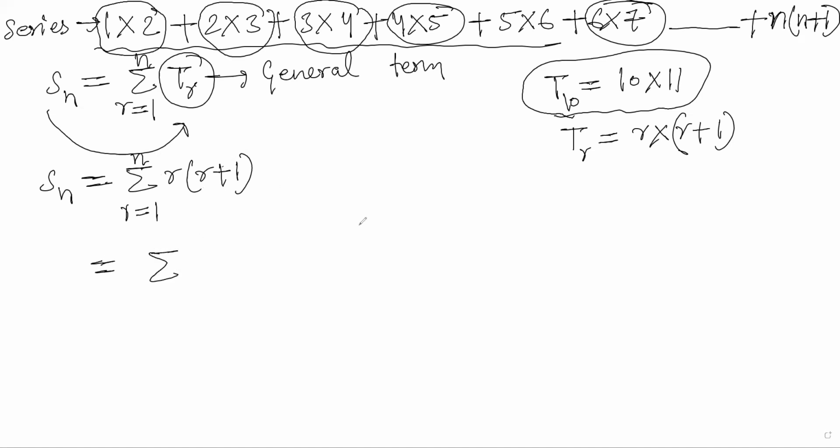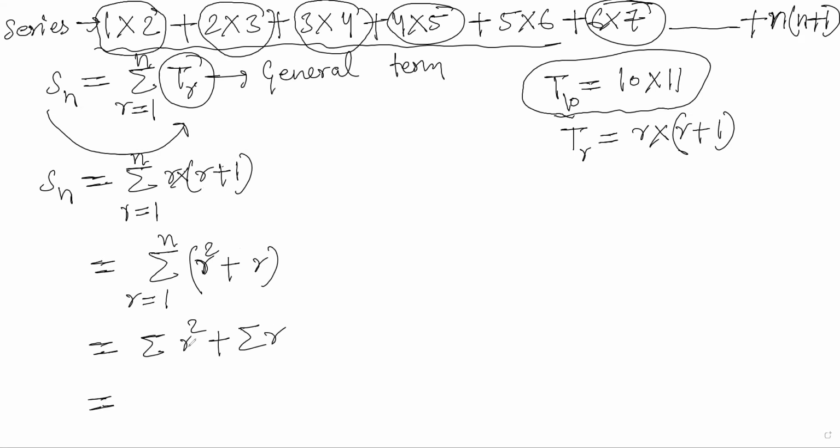You can't distribute this sigma over this multiplication. So let's multiply them first. This would become r square plus r, where r is from 1 to n. You can even distribute the sigma over the sum. See, this only means that r is from 1 to n, right?